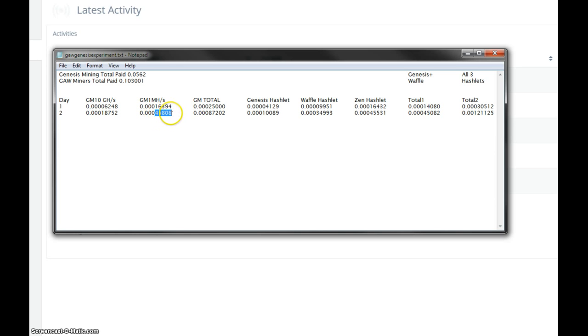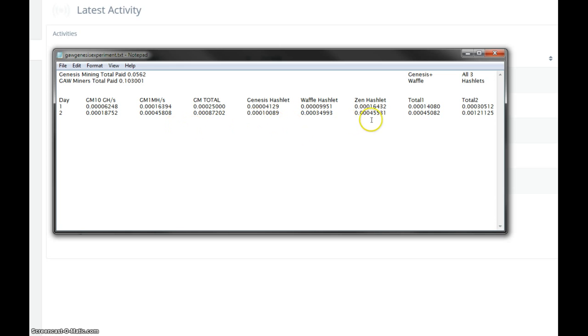So 45,808 for Genesis mining versus 34,993 for the Waffle Hashlet. Again, a large difference. This is surprising me a little bit, really. Maybe not as much as what I was thinking, but anyway, let's have a look at the Zen Hashlet.